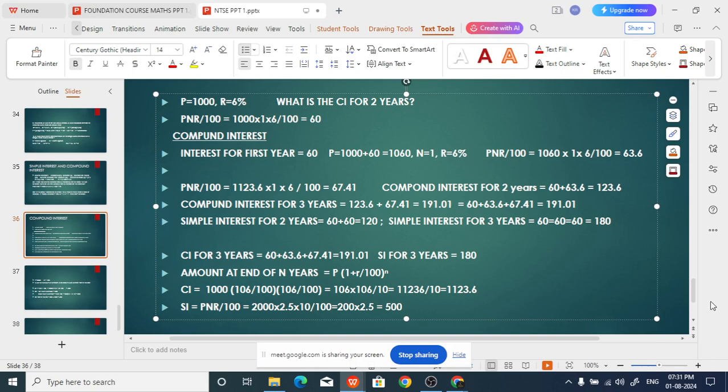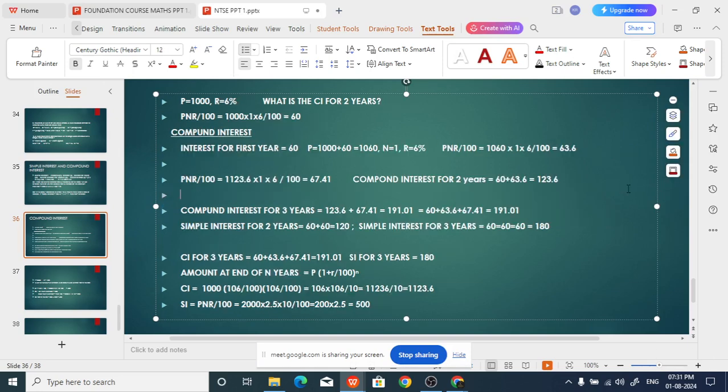You find out on your own. Third year, what is the principal? First year principal was 1000, second year principal was 1060, third year principal will be 1123.6. 1123.6 is the third year principal. So the interest for the third year is 1123.6 into 1 into 6 by 100. How much are you getting? Just calculate yourself.